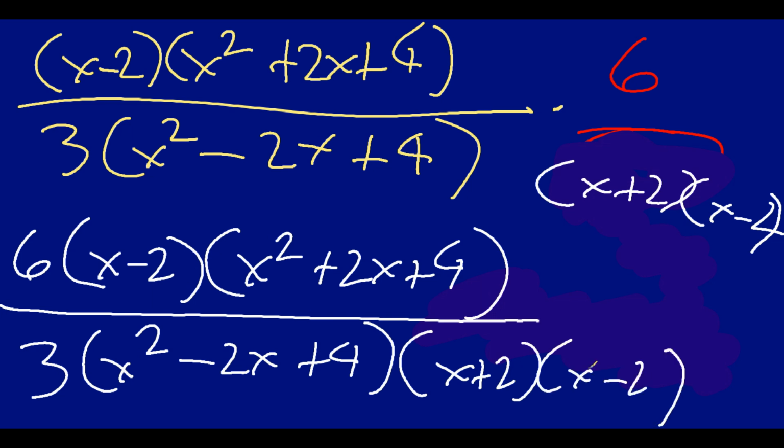So we need to look for like terms. Let's see what can cancel out what. This x minus 2 is going to be canceled out by this x minus 2 at the top, and then this 6 is going to become a 2 because we're going to divide it by 3, and this 3 is going to disappear and become a 1. And so what are we left with? We are left with the following.